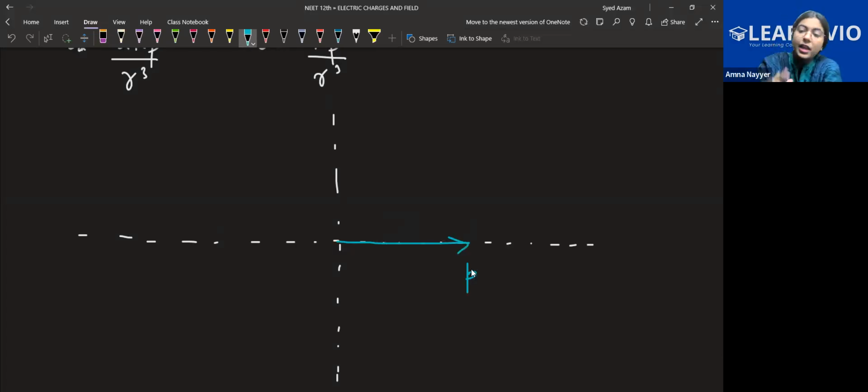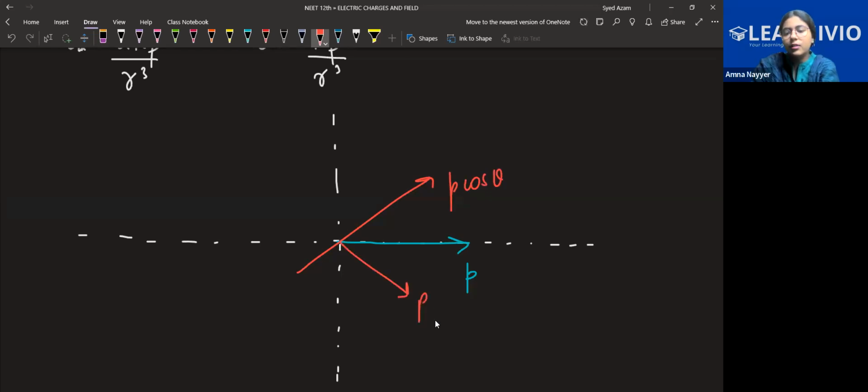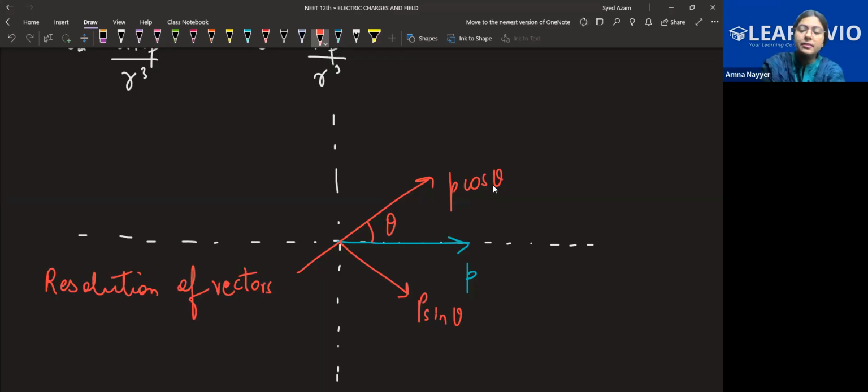Now, this dipole has its components. Let's say this is one component, which is P cos theta. And here you have one more component that will be P sin theta. Let's say this is theta. Then this component will be P cos theta when you resolve it. So the first step that we did here was resolution of vectors. So this was P cos theta, this is P cos theta.